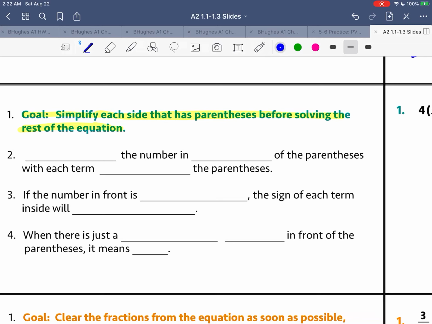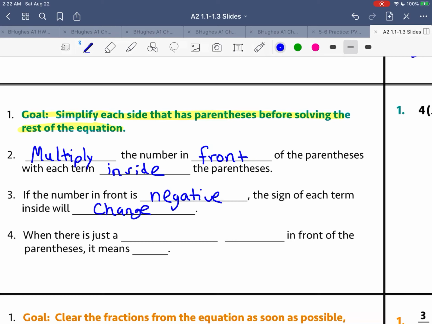Well, the parentheses signify distributing, which means to multiply. We multiply the number in front of the parentheses with each term inside of the parentheses. Now, a couple of strange things could happen depending upon what kind of number is in front. If the number in front is a negative number, the sign of each term inside is going to be changed. So when you multiply, whatever the original signs were on the inside terms, they're going to change to the opposite.